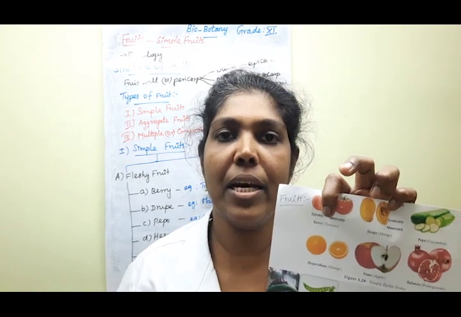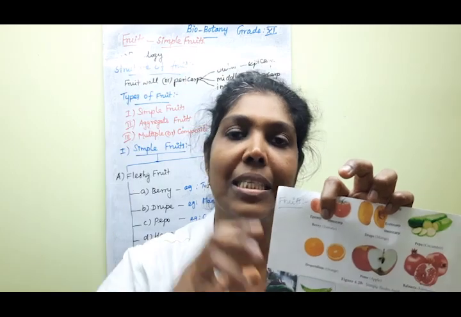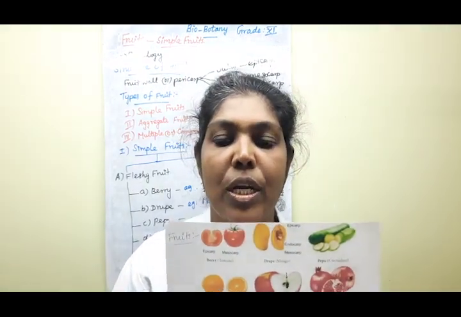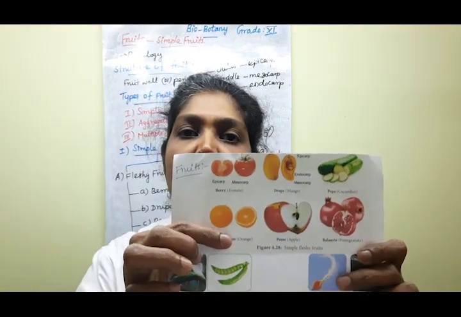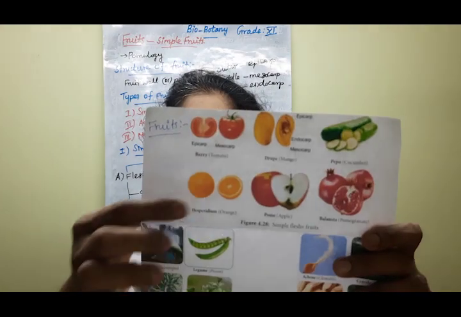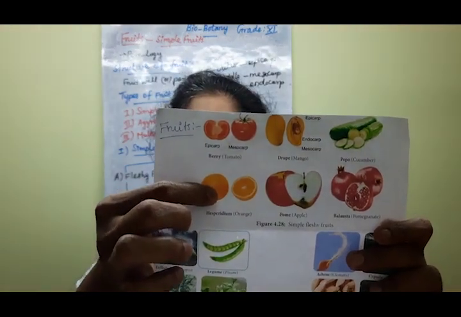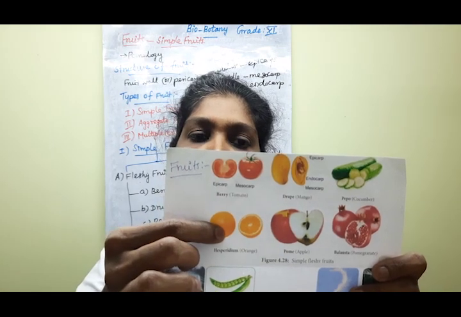Understood? Say yes or no? Then there are also partitions there, and the seeds are present. Understood? So the next type of this fruit is the Hesperidium. Good examples are lemon and orange. Clear, children? This is the diagrammatic representation of this fleshy fruit. So that type is the Hesperidium.